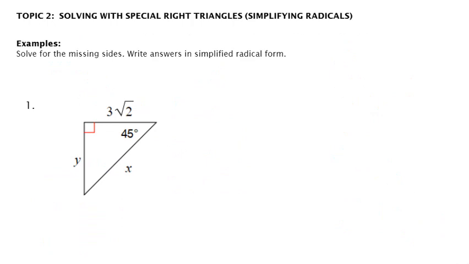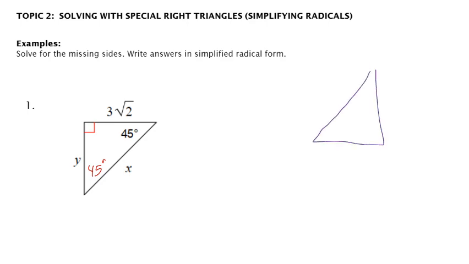In this next example, we're still solving for the sides of a 45, 45, 90 triangle. So they give us one of the angles is 45 degrees. The other angle is 90 degrees. Obviously, if we subtract from 180, we know the remaining angle is 45. And so we can solve this using properties of a 45, 45, 90 triangle.